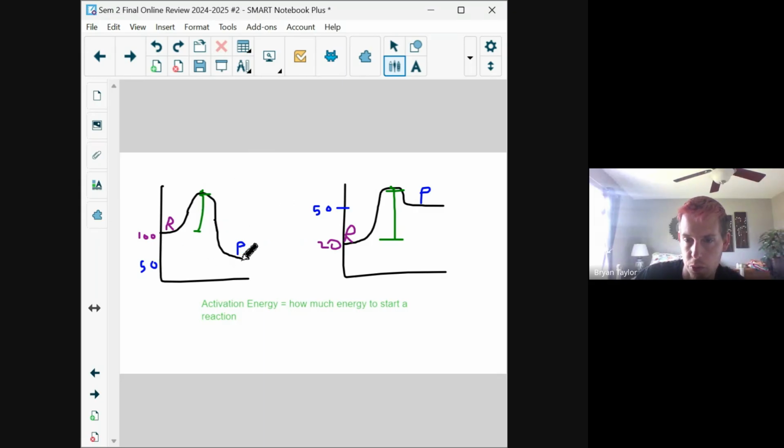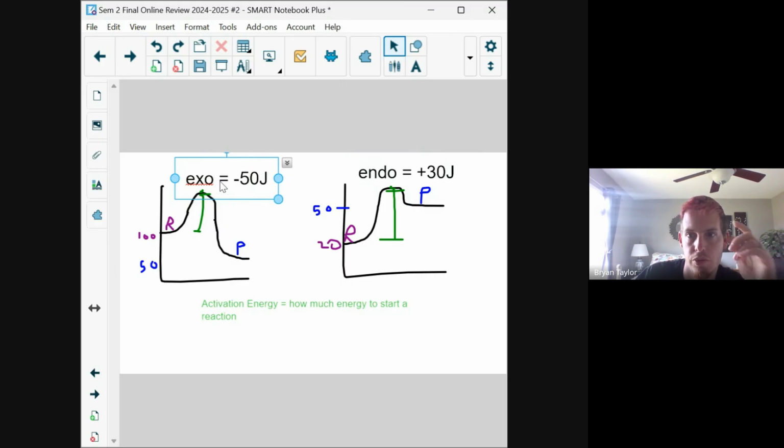This one loses energy, so this one's the exothermic one. And this one went up. It gained energy. Specifically, this one gained 30 joules. Joules is energy. And this one lost 50 joules.